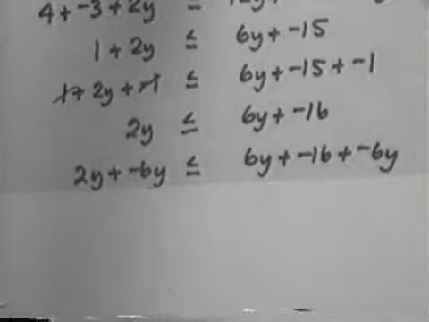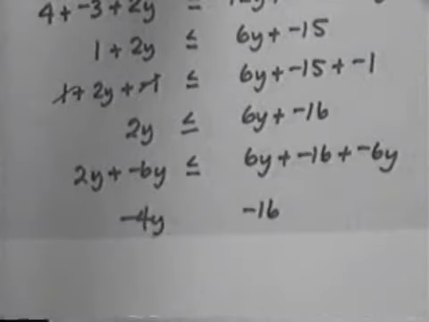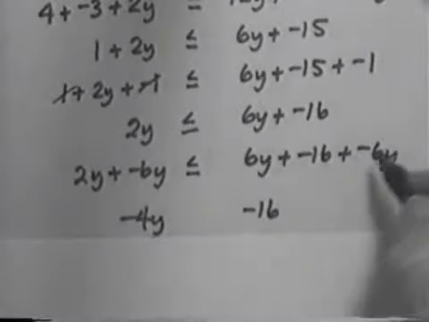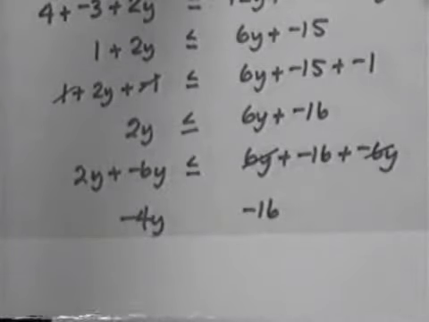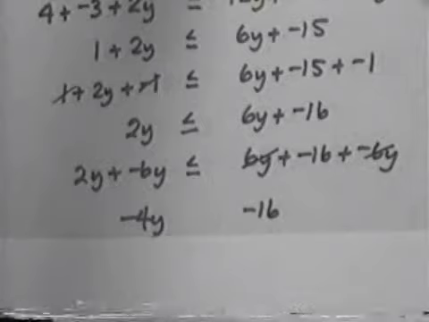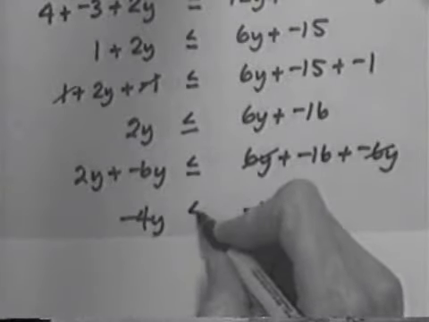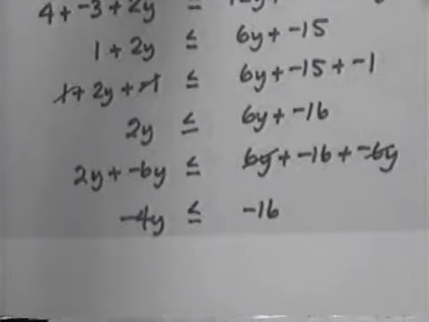Now we add 2y and negative 6y to get negative 4y. The 6y and negative 6y cancel, and so we're left with negative 16. We have simply combined terms, and so we have negative 4y is less than or equal to negative 16. The inequality symbol remains unchanged.